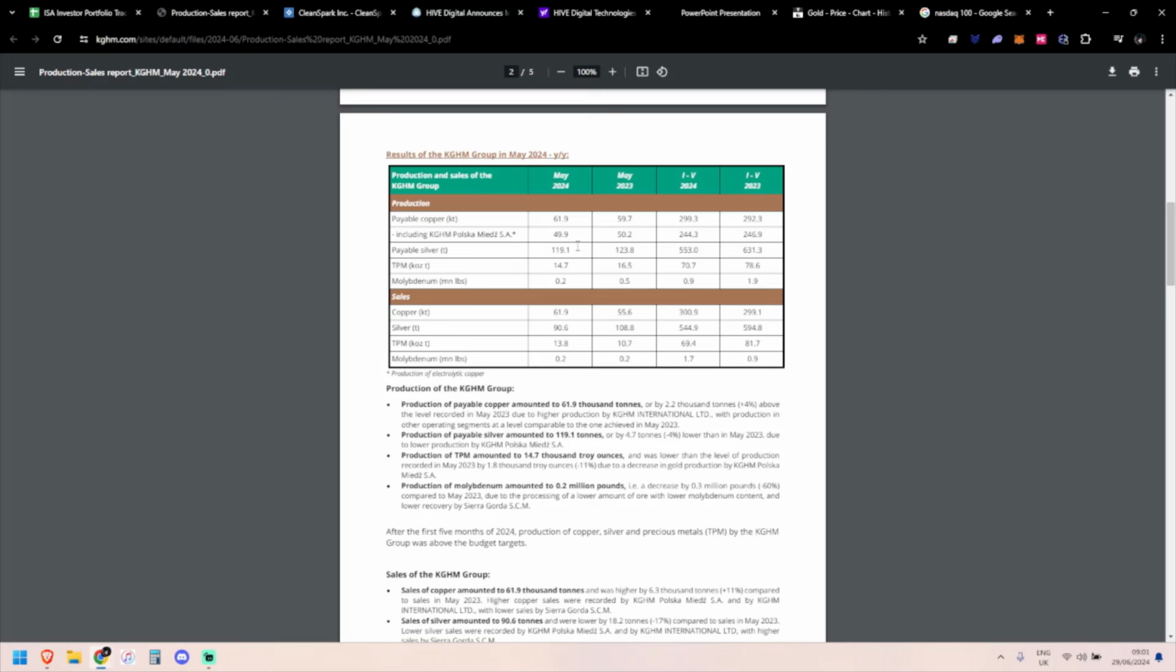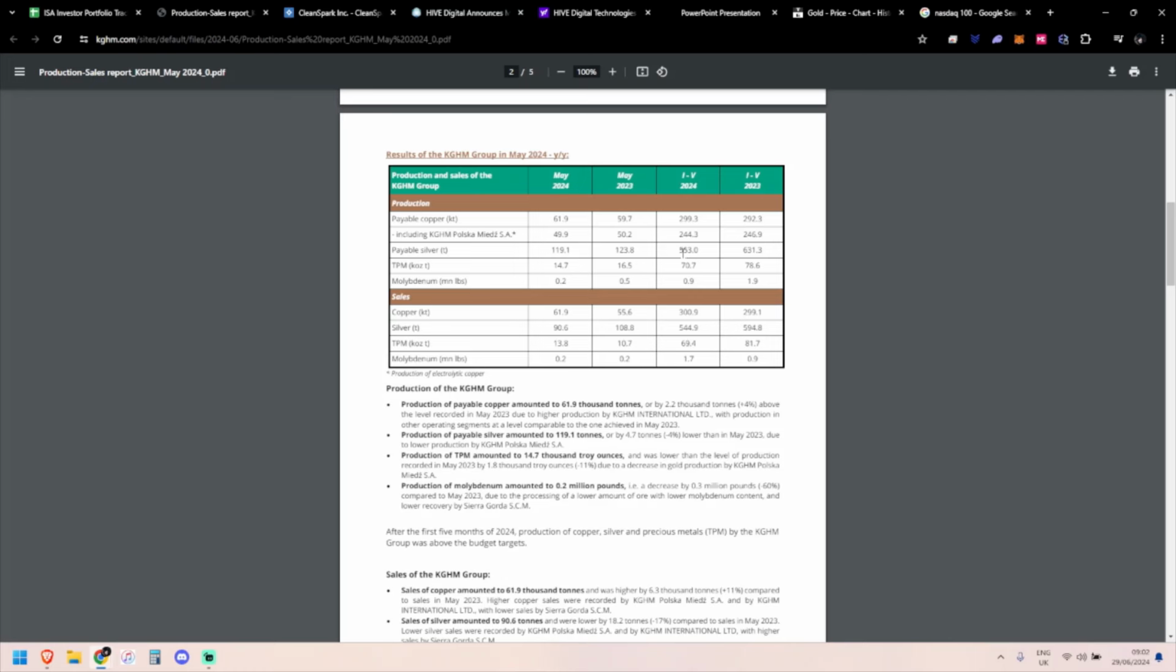Silver slightly down, 119 tons from 123, but looking at more of their average level of production, they're going for around 600,000 to 700,000 tons of copper per year. They've done 300 in 5 months, so that's pretty good. And hopefully over 1,000 tons of silver. They've done 553. Yeah, so pretty good.